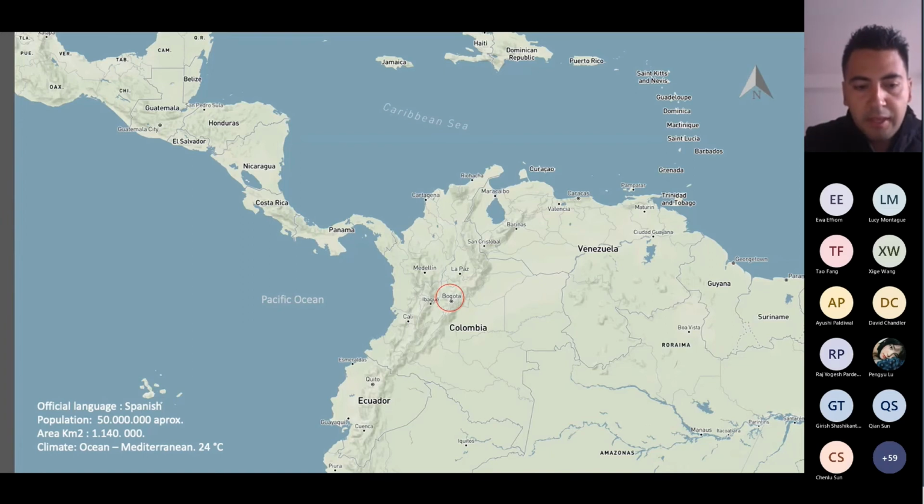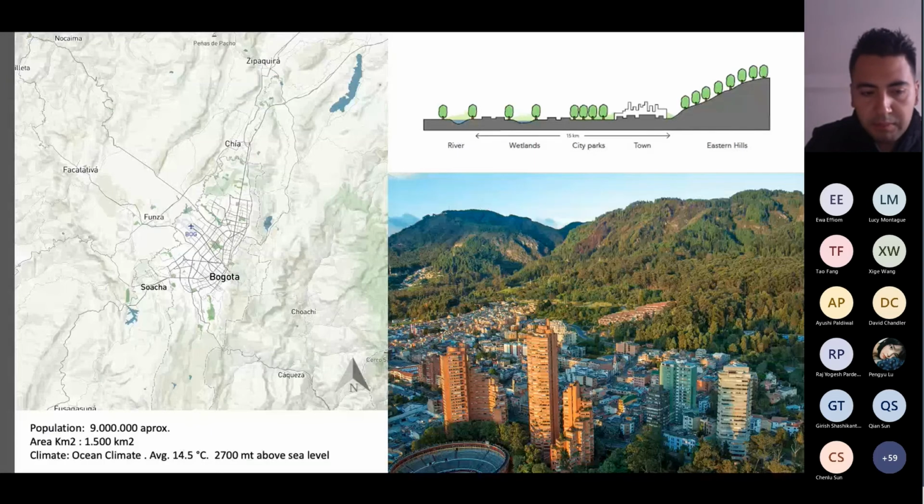Specifically, my case study was the capital, Bogota. It is Bogota with a population of approximately 9 million. The area is 1,500 square kilometers. The climate is generally ocean climate. In this case, particularly, the climate is different compared to other parts of the country because of the position related to the sea level.